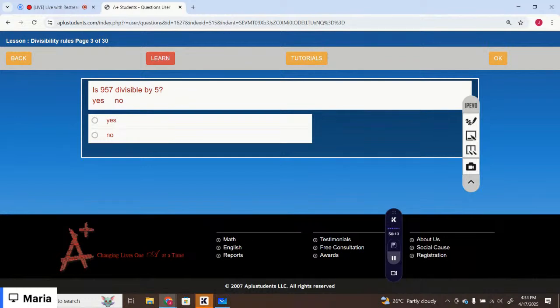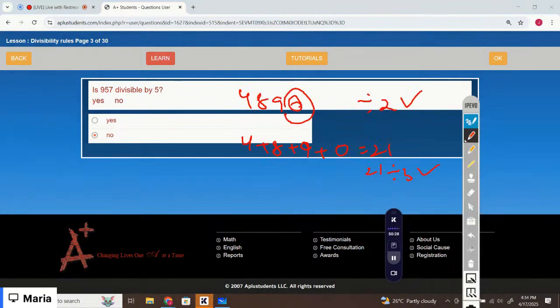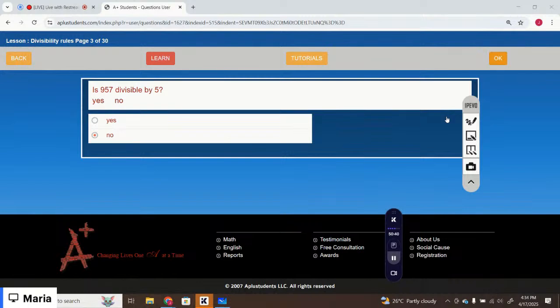Is 957 divisible by 5? Which is the correct option? No, it isn't. Why? Because the number is divisible by 5 when the ones digit is either 0 or 5. In 957, the ones digit is neither 0 nor 5. So 957 is not divisible by 5. No.